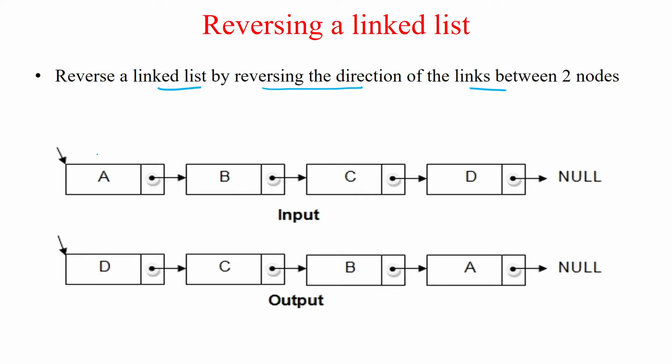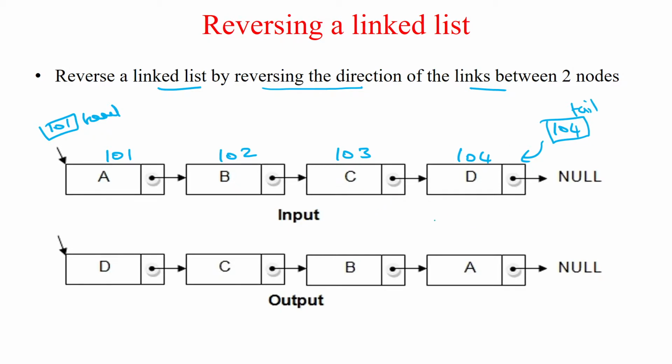Here the given list has four elements: A at 101, B at 102, C at 103, D at 104. Here the head has the address value 101, and the tail has the pointer 104 address. Now we want to reverse the list.